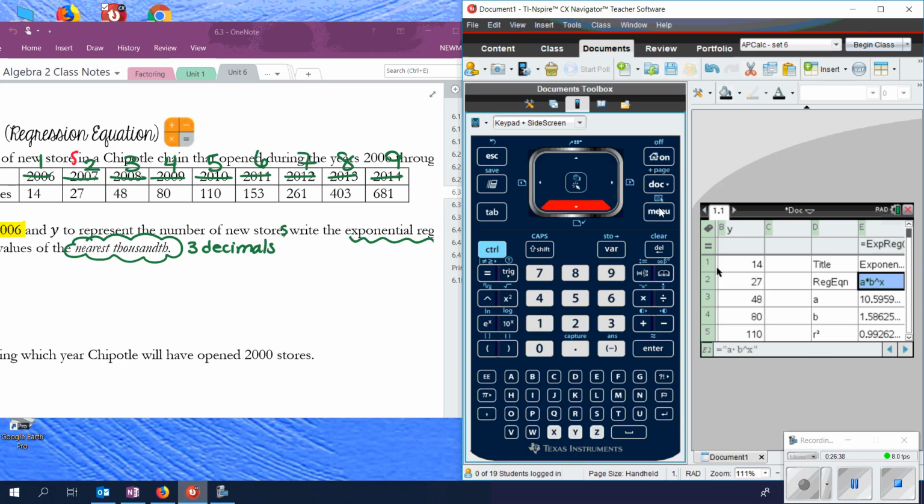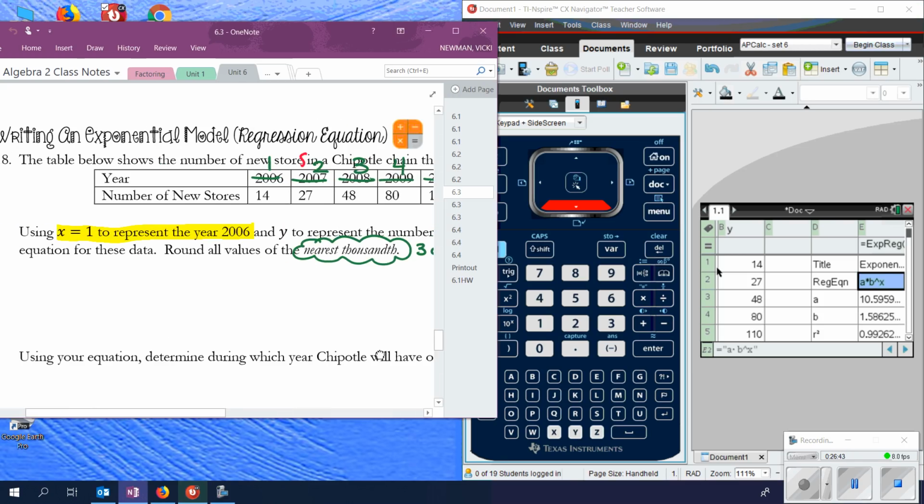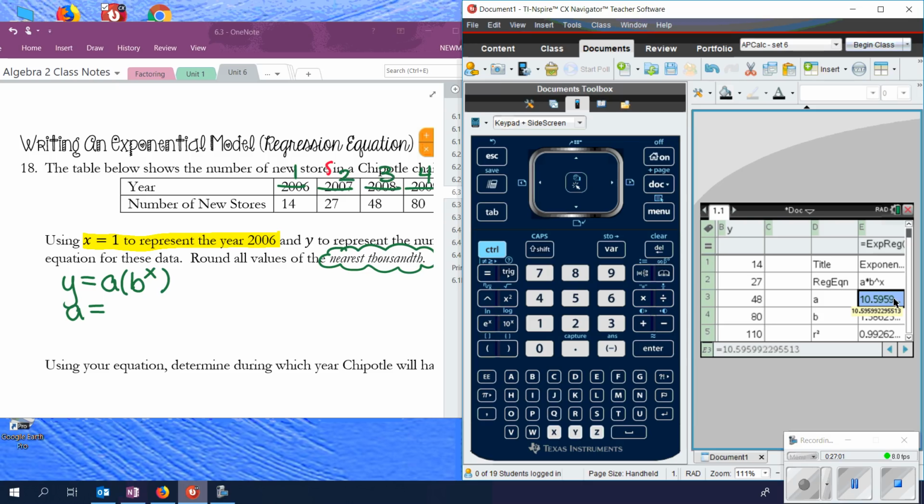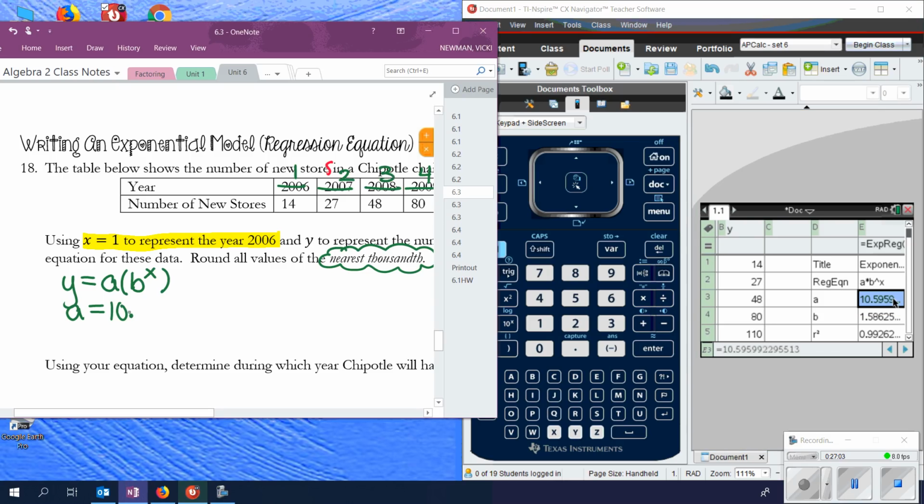If you write that, that means you don't understand what star and caret mean. You know that that stands for, first of all, it's an equation. Y equals a times b to the x. A, we said we need 3 decimal places, so we look at the fourth. So that says 10.5959. 5959 rounds up to 6.